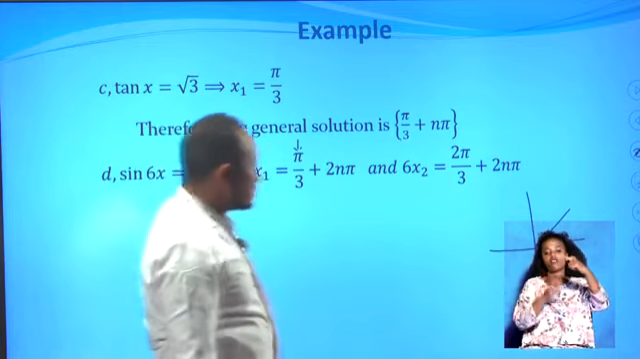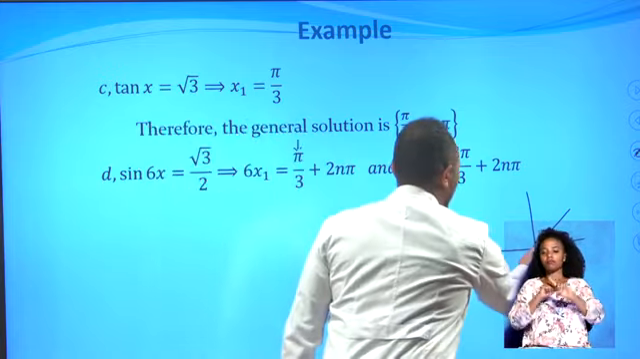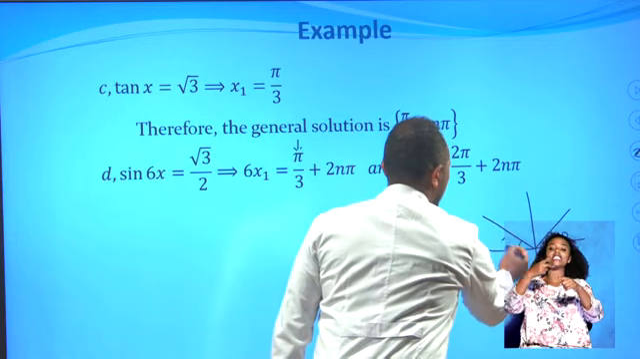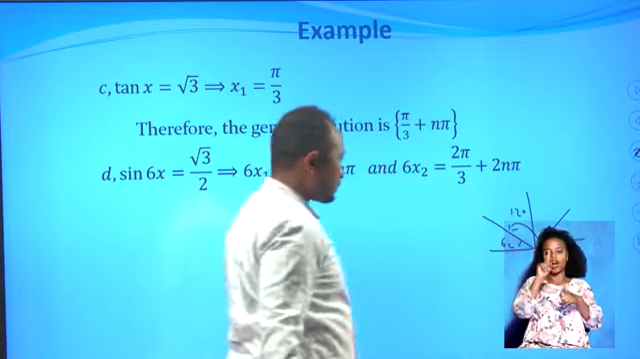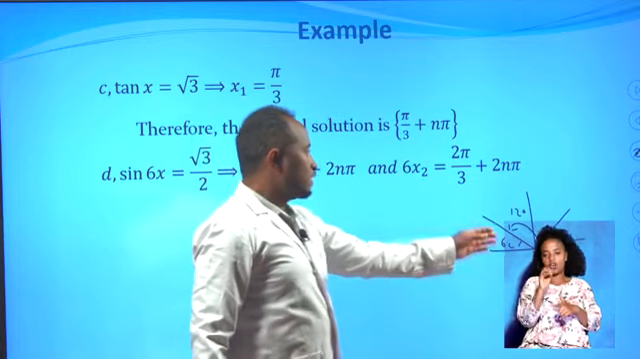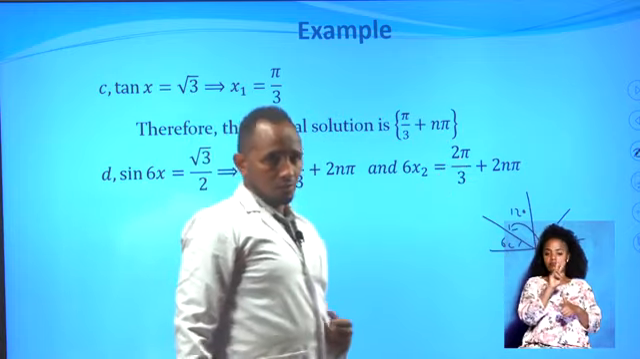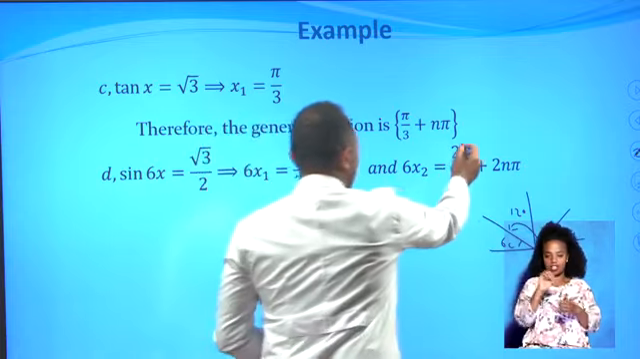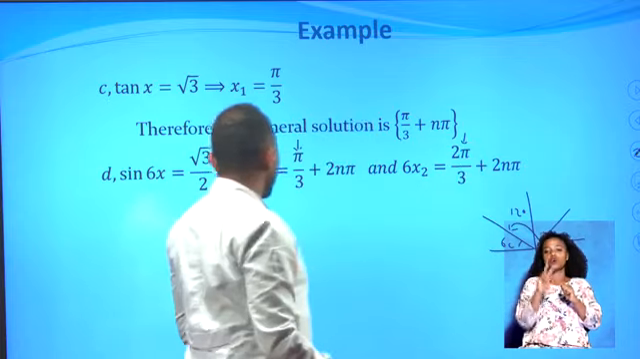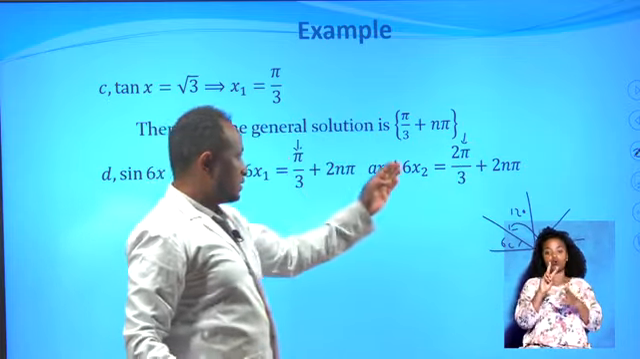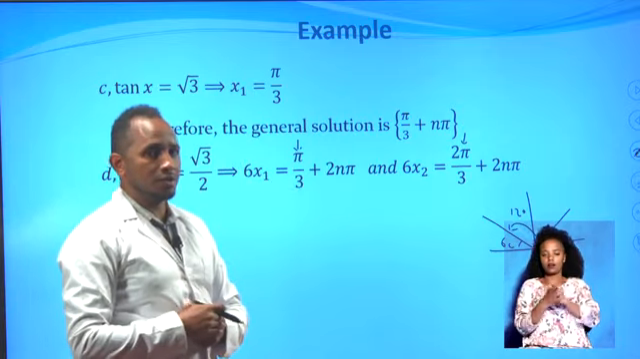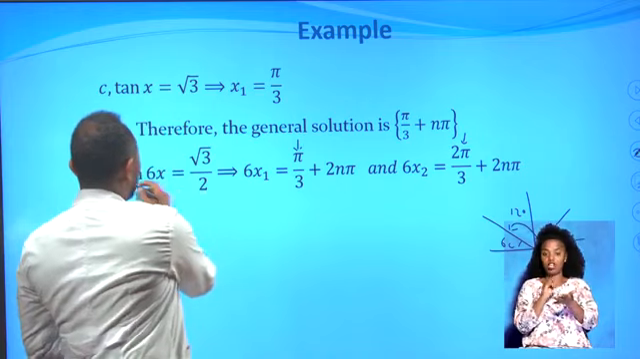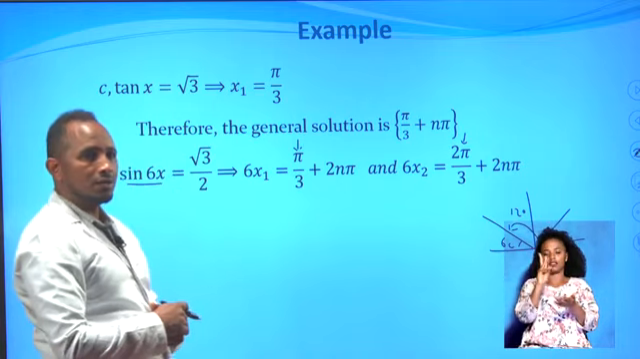And the other particular solution is on the second quadrant. This one is 60 degrees, so our angle is 120 degrees. When you convert 120 into radians, you will have 2 pi over 3. So we have two particular solutions, pi over 3 and 2 pi over 3, for 6x, not for x, in this case, because you are asked to find sine 6x.